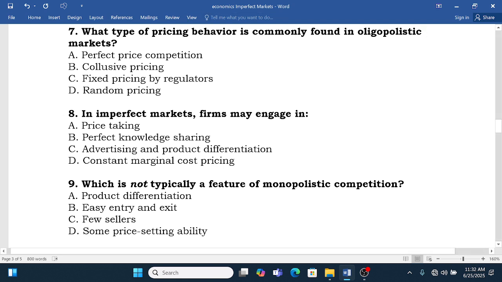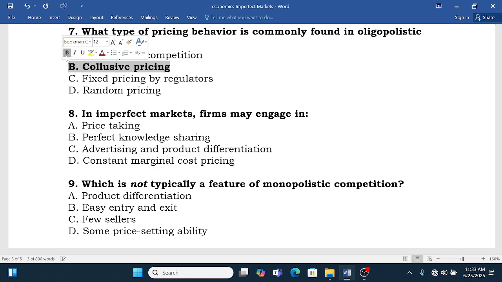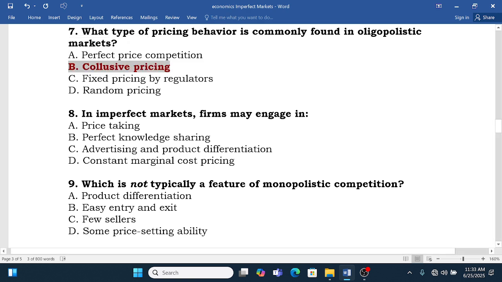A, perfect price competition. B, coercive pricing. C, fixed pricing by regulators. D, random pricing. So the correct answer is B, where there is coercive pricing. We go to question number 7.